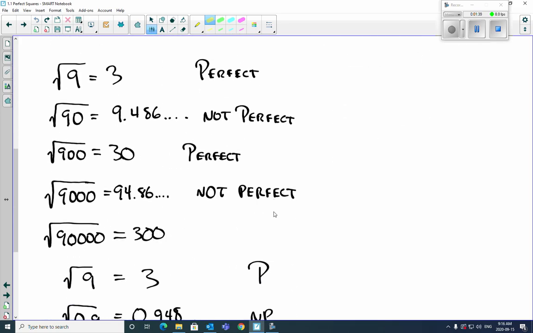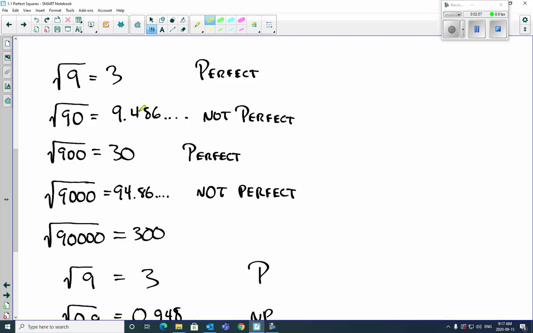Okay, so let's look down here. This is just about patterns. So the square root of 9 is 3, which is a perfect one. Now the square root of 90, no, 9.486 dot dot dot, because it goes on forever. That's a non-perfect square. What about 900? Oh, that's 30. That's perfect. What about 9,000? Well, that's 94.86. No, but if you look at the pattern here, it's kind of interesting. 3, 30, next one's going to be 300. So if there's an even number of zeros here, you can do it.